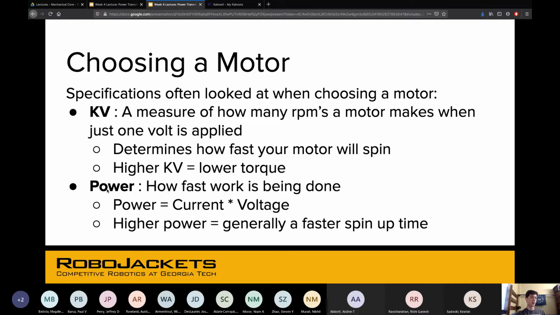So power is how fast work is being done, and P equals IV if you've taken a physics course having to do with electromagnetism. This comes up a lot. P equals IV. If you have a higher power, then it's faster spin up time. And when I say spin up time, that would be how long it would take to get from 0 rotations per minute to the max. So, if you have more power, then it can speed up faster.